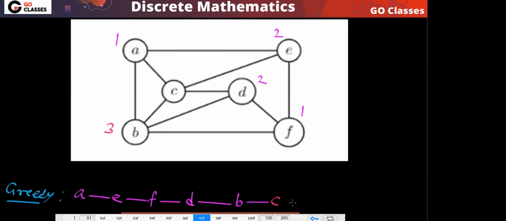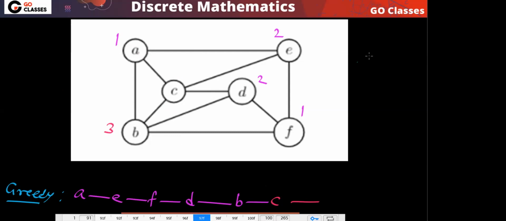Okay. Now let me go to C. Which value is available for C? I cannot use 1. I cannot use 2. I cannot use 3. The value available is 4. Okay, so that's the idea.